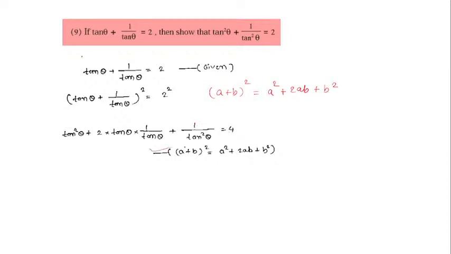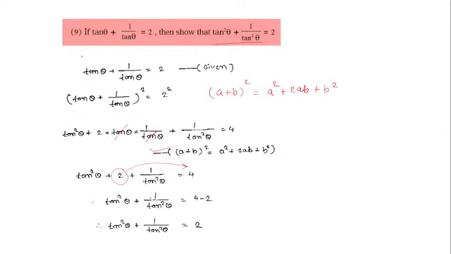And as we have used this expansion formula, now for the second term, tan theta in the numerator and denominator will get cancelled. So as to have tan square theta plus 2 plus 1 by tan square theta is equal to 4. We want here the value of tan square theta plus 1 by tan square theta. So we'll remove this 2 from the left hand side and move it to the right hand side, where it will become minus.